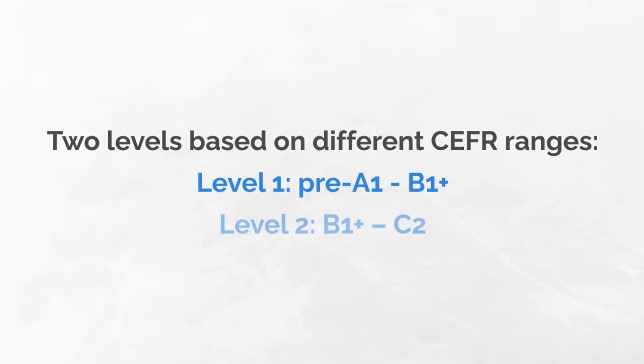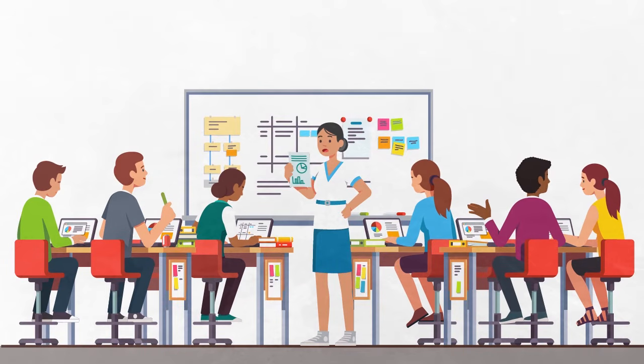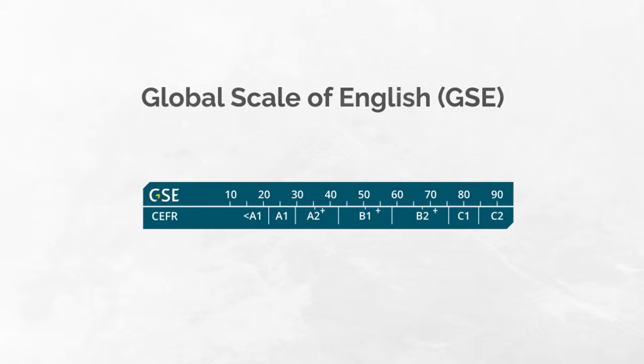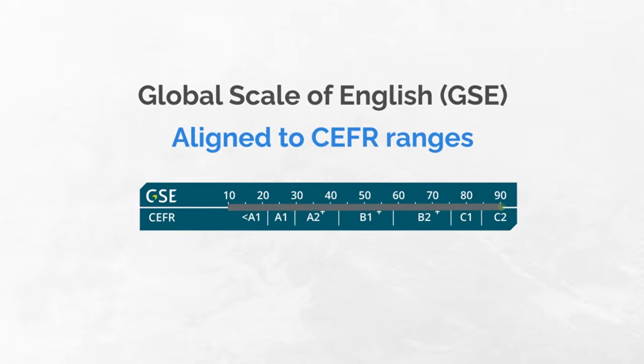There are 2 levels of difficulty in this Versant test. You may be assigned a level based on prior test results, your teacher's assessment, or be asked to identify your own level. Levels are based on the Global Scale of English, which is aligned to CEFR bands.